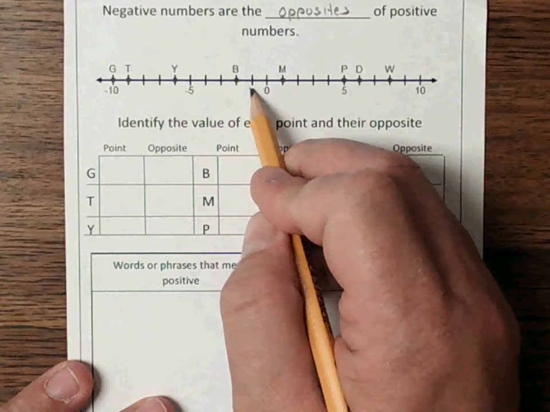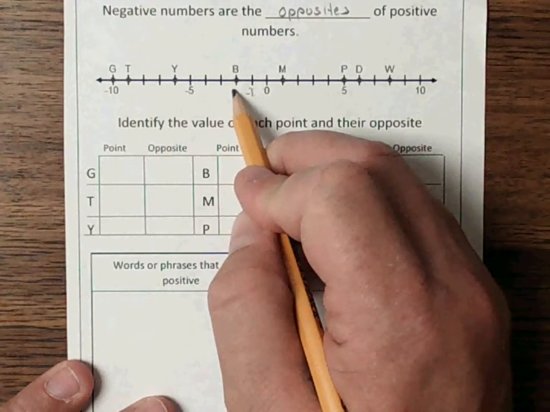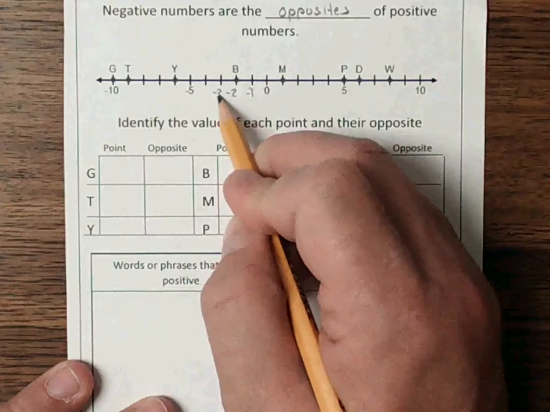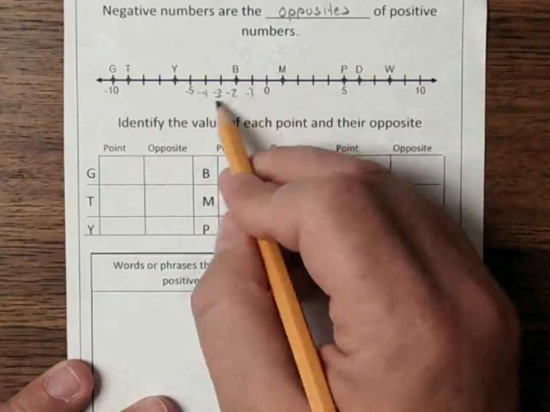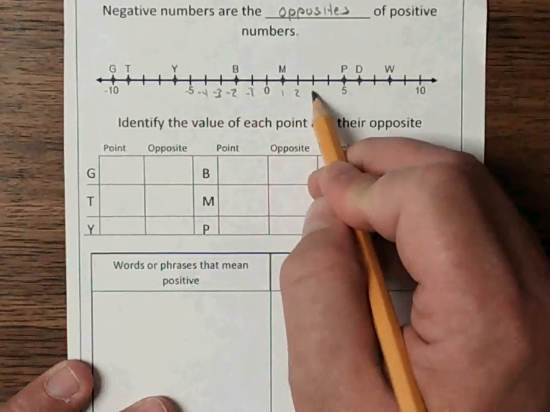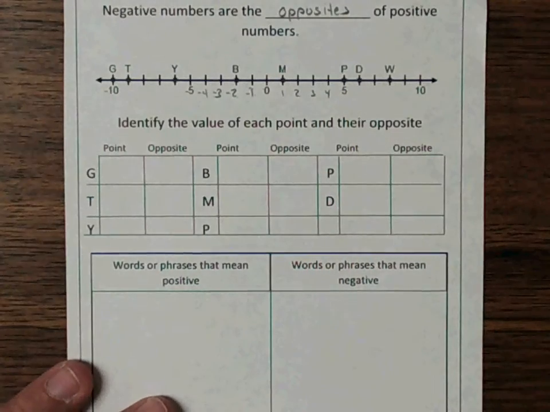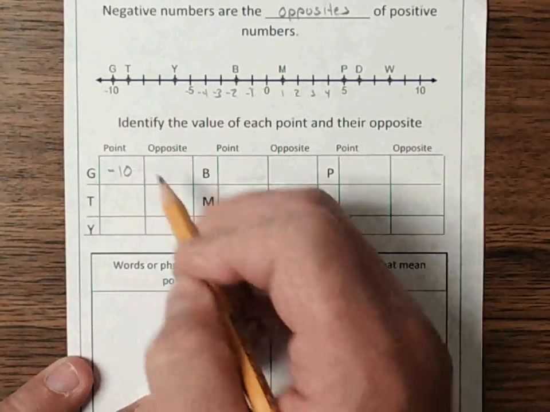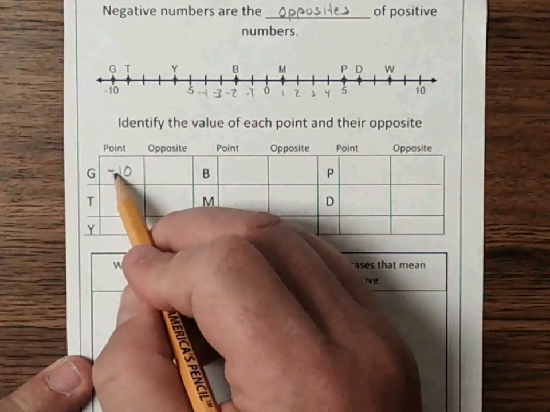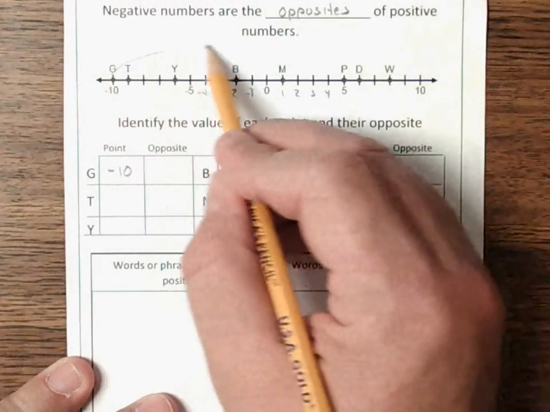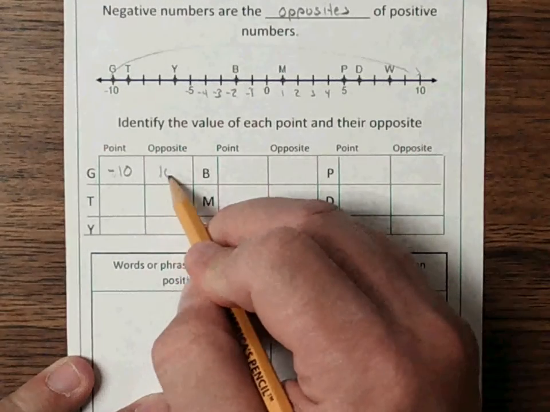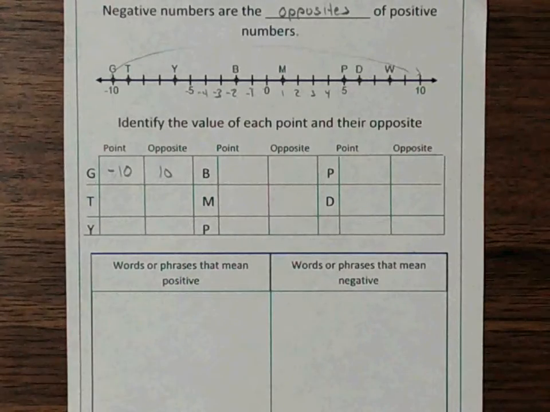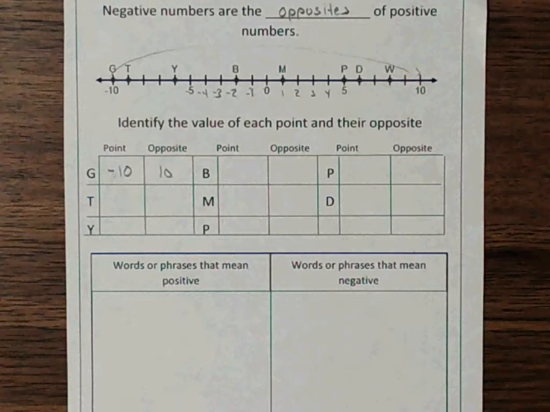0, 1, it's going to be negative 1 because it's to the left. Negative 2, negative 3, negative 4. Alright, so we know they go by units of 1. 1, 2, 3, 4. You can fill those all in, or you don't have to. It is entirely up to you. But I'm going to find 10. Point G is negative 10. The opposite of negative 10 would be positive 10. Now, pause the video and try to fill out the rest of this grid real quickly.